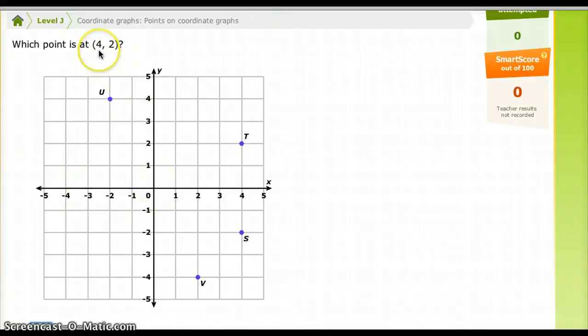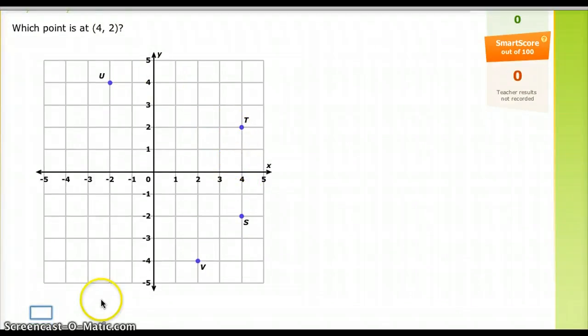So for example, what point is at 4, 2? First we start at the origin, and we go to the right 4, okay, and next it is a positive 2. So for the second direction, you're either going to go up or you're going to go down. Because this is a positive 2, we are going to go up 2 points. Okay, so start at the origin first, right or left. In this case, we go right. Second, up or down. In this case, we go up 2. So the correct answer is T.